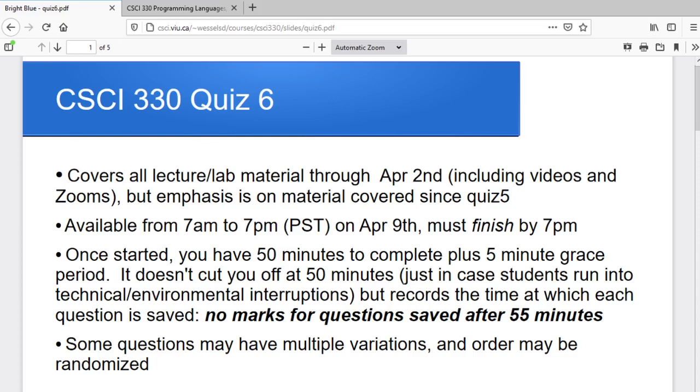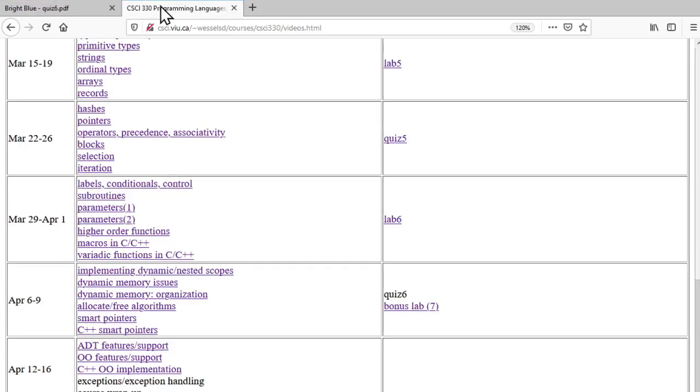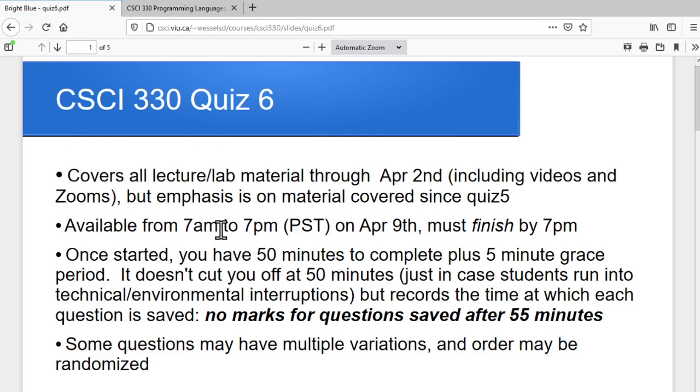Let's see, so this is the overview for quiz 6. Again, covering pretty much the 2 weeks of material after the quiz 5 material. So if you're having a look through the course stuff, it's pretty much everything from hash tables through pointers and blocks and selection and iteration up to the material on variadic functions in C and C++ and macros and higher order functions. So this is coming up on April 9th.